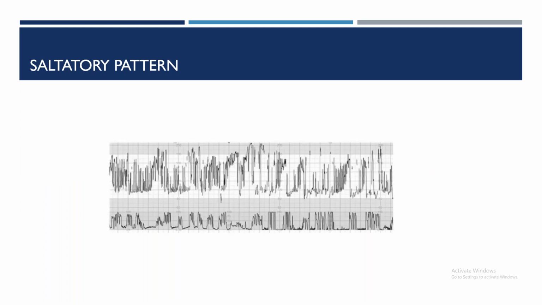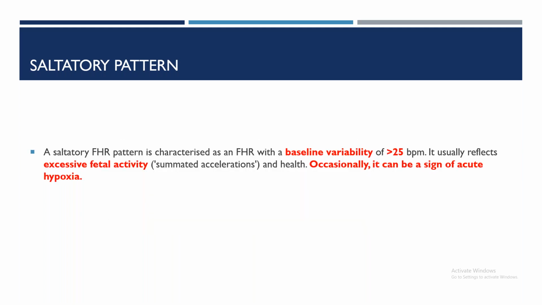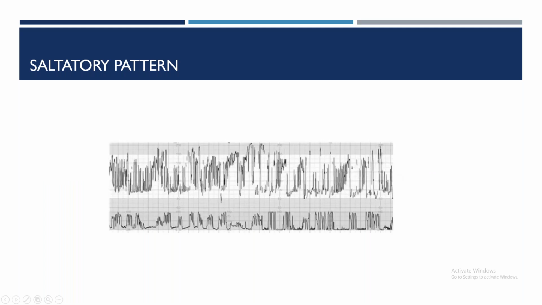So here, the saltatory pattern, you can see this. So what exactly is this? Baseline variability more than 25 beats per minute. It may be due to excessive fetal activity, and sometimes it can be a sign of acute hypoxia. So how are you going to differentiate between these two? You have to see the previous trace. If the previous trace is normal, you can say it is because of excessive fetal activity, or if the previous trace is abnormal, it can be a sign of acute hypoxia.